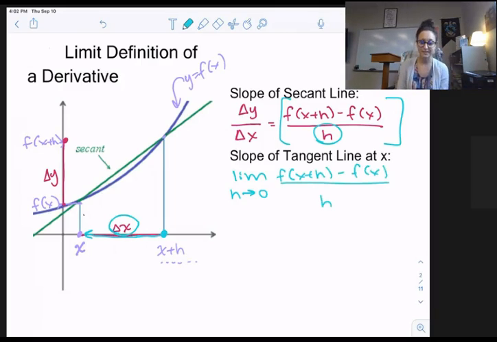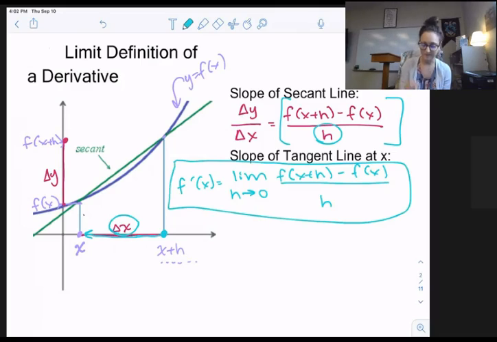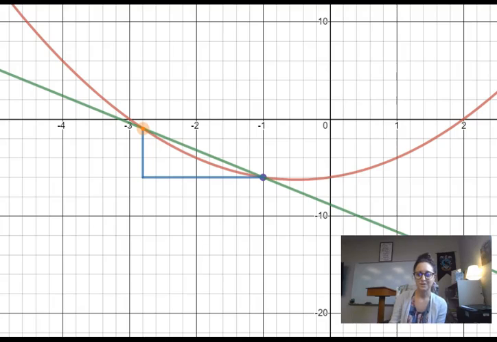And when we find this limit, this is a very special limit in calculus, this is called the derivative, and we denote it as f prime, which looks like a little apostrophe, so f prime of x equals that limit, okay? So very, very important formula for calculus. So I want to show you kind of again graphically what's going on here.